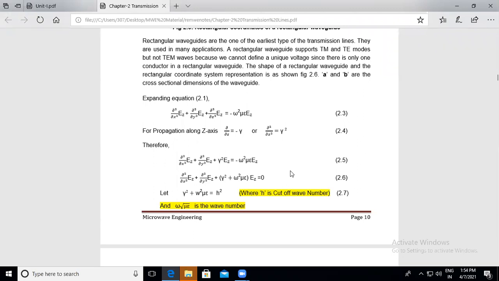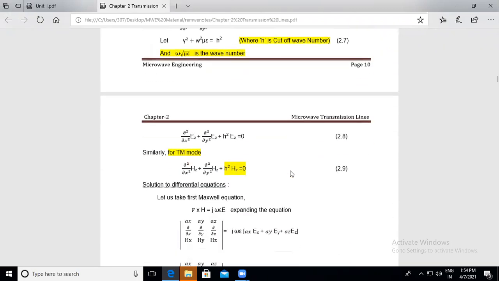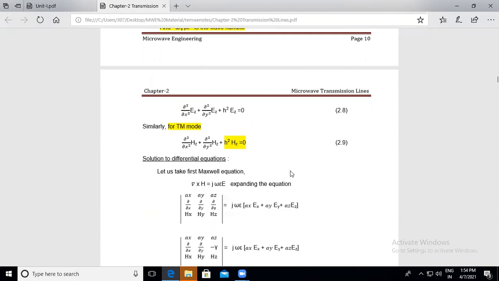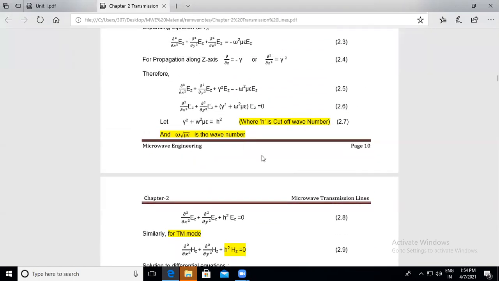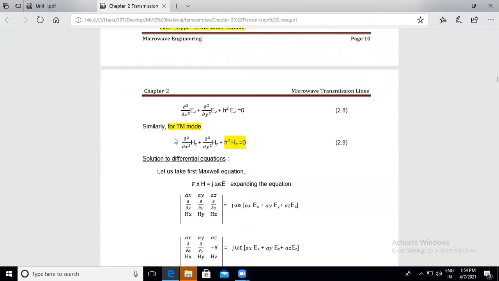Okay. So for simplification, it has been replaced with a value here. And whatever we have done for the TM mode wave number, similarly, replacing EZ in terms of HZ, we will get the same term over here.